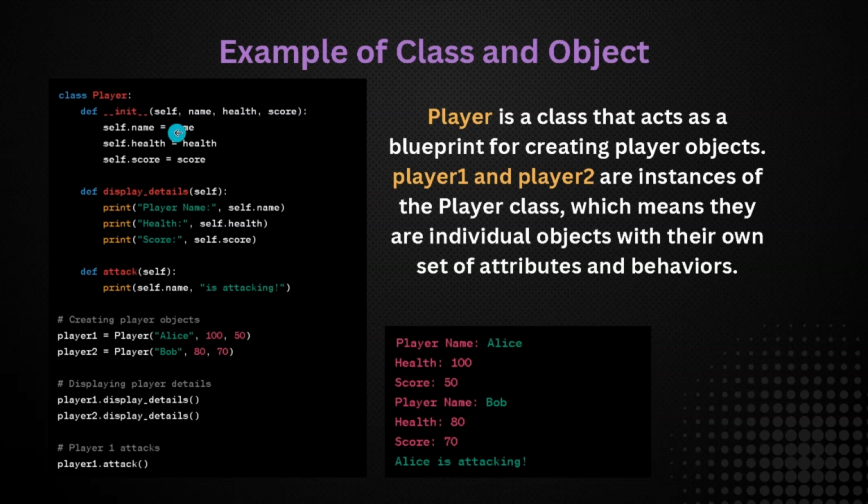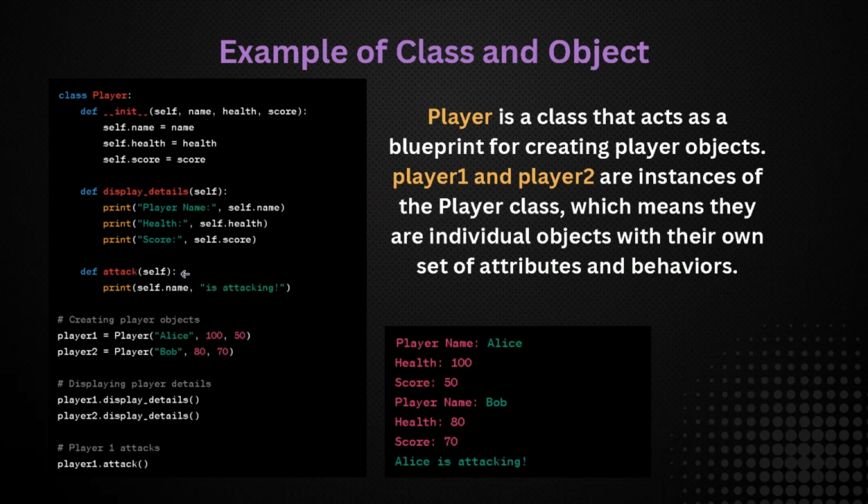The init method is used to initialize the attributes name, health, and score for each player object, and the display detail method displays the player's information, including its name, health, and score. And then finally, the attack method simulates the player attacking.